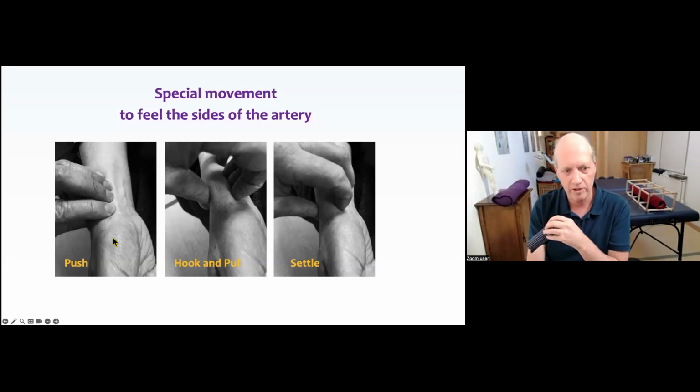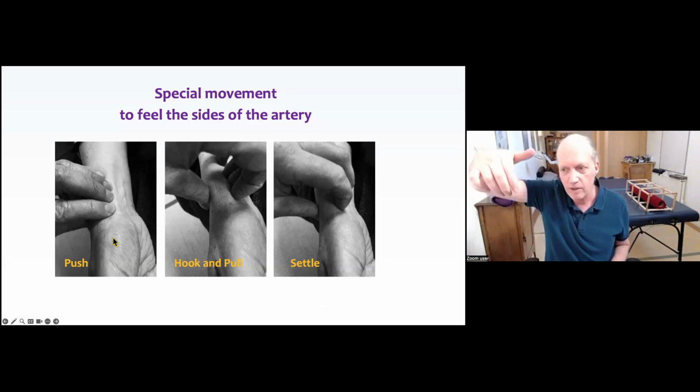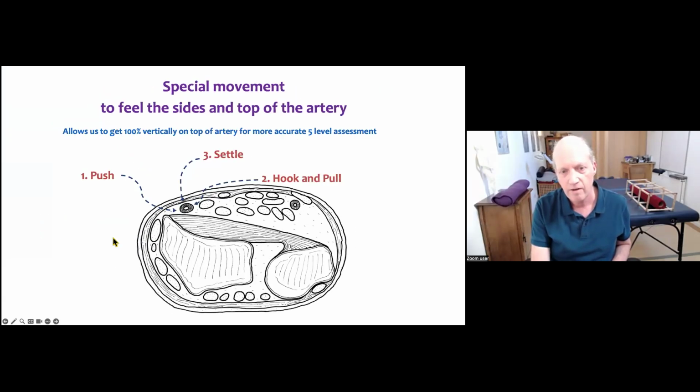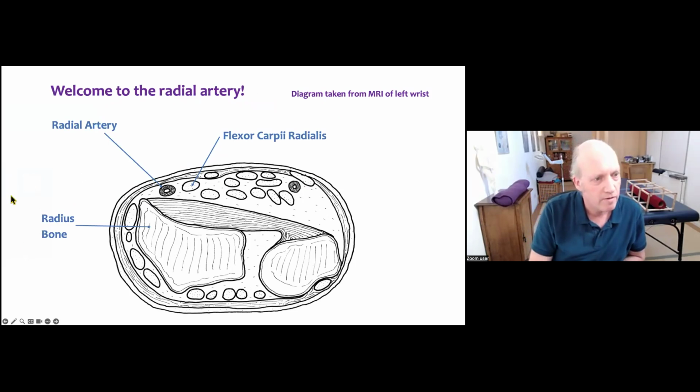So this is what it looks like on the left, pushing from the side. And then the second one, hooking. So you have to really lift your fingers up and pull, hooking into the space that's in between the tendon and the artery. I'll just go back to show you one more here.